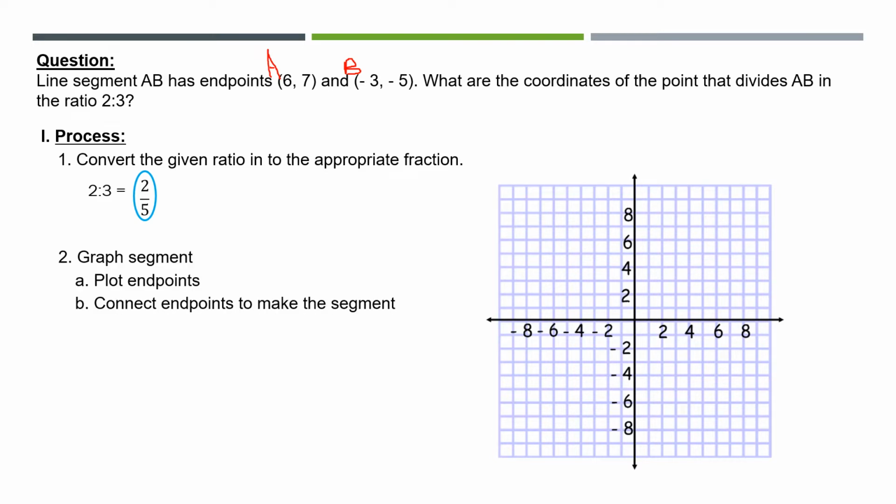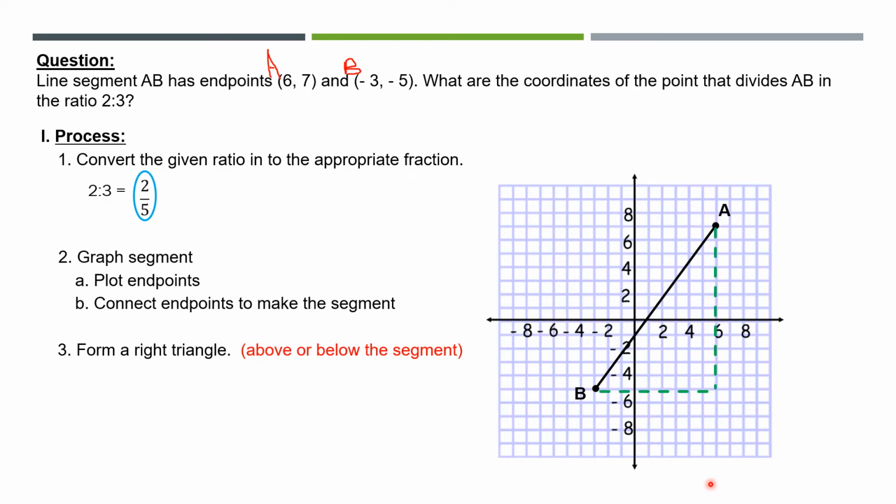Next step you're going to do is you're going to graph the segment, making sure to appropriately label the endpoints. Remember, the first point is point A, and the second point is point B. So 6, 7, -3, -5. Then we're going to make that right triangle. Now again, you can do it above or below. I went ahead and just did mine below. And so your segment AB is the hypotenuse, and then you have a horizontal and vertical leg that you're going to draw in there.